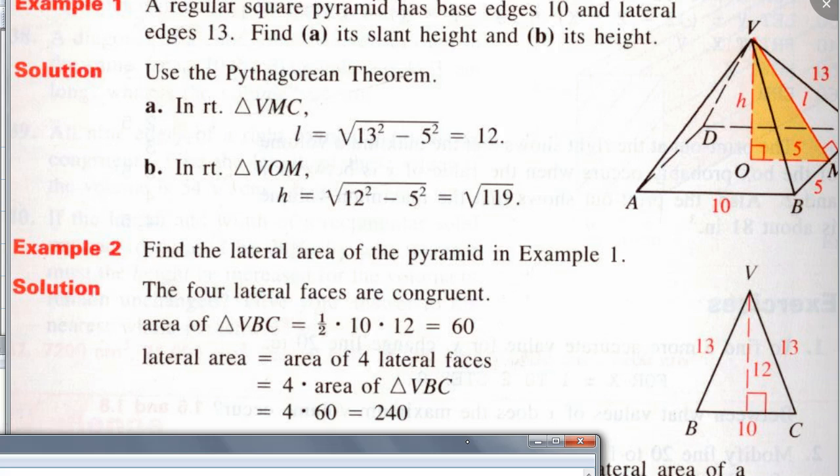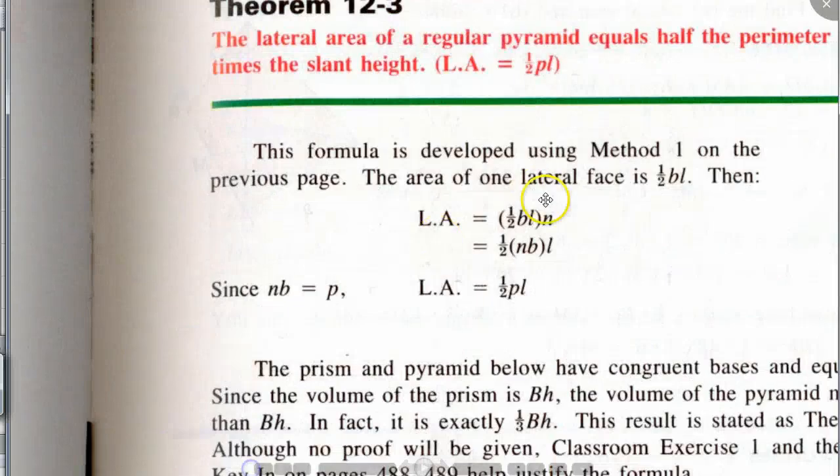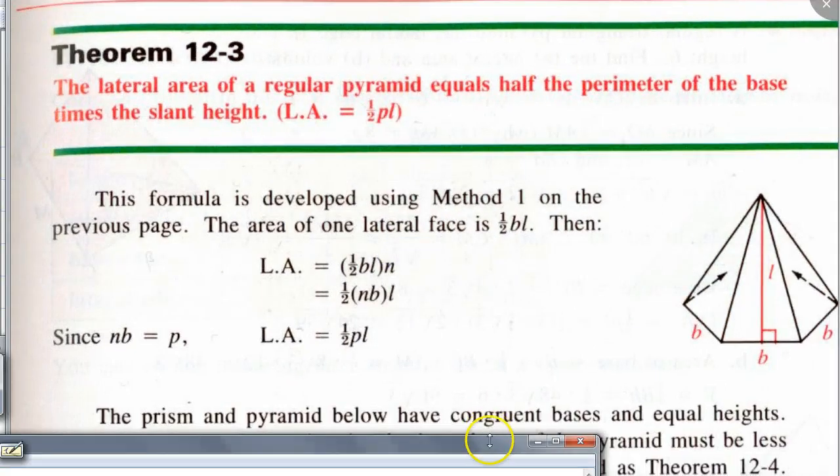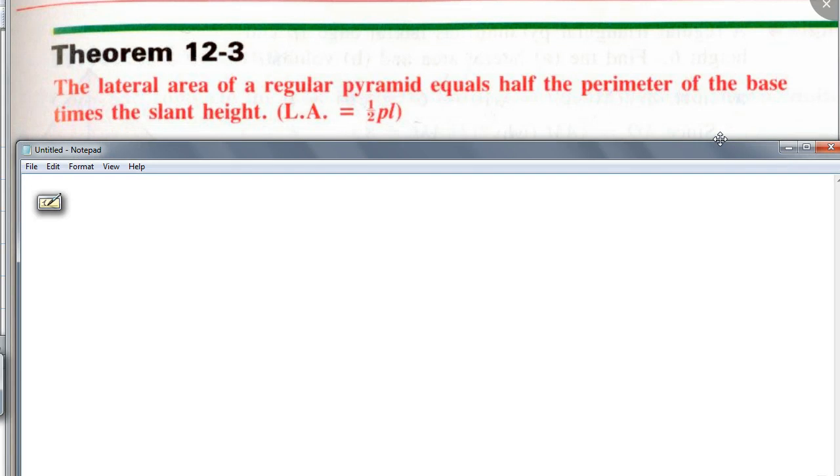Now some of you mentioned perimeter. It turns out you're right. There is a shortcut of doing it this way. What do you think the shortcut might be? It's kind of similar to the one we did with the prism. How about Andrew? Find the perimeter of the base times the slant. Not quite, but divided by 2 is correct. So here is the theorem. When you have a regular pyramid, the lateral area of a regular pyramid equals half the perimeter of the base times the slant height.